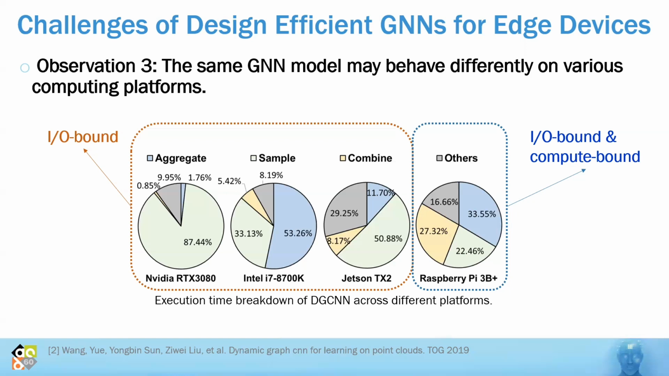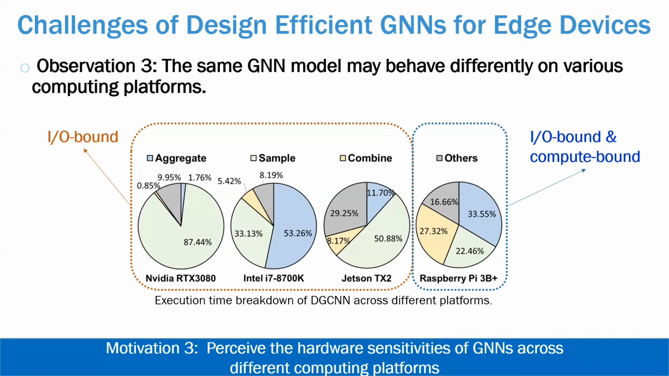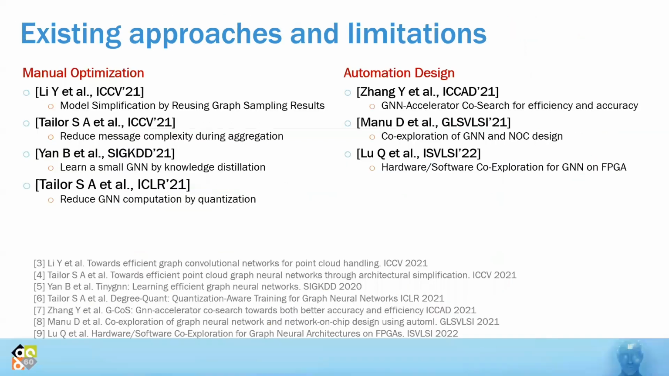Observation 3. The same GNN model may behave differently on various computing platforms. The figure shows the execution time breakdown of DGCNN. It can be seen that on Nvidia GPU, sampling operations occupy most of the execution time, while on the CPU, aggregation operations are the main bottleneck. Therefore, if you want to design efficient GNN models on various edge computing platforms, you need to have hardware awareness when designing the model. This leads to our third motivation: perceive the hardware sensitivities of GNNs across different computing platforms.